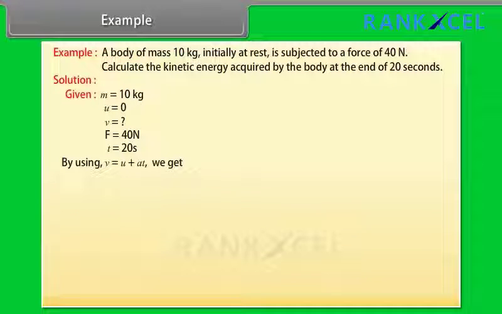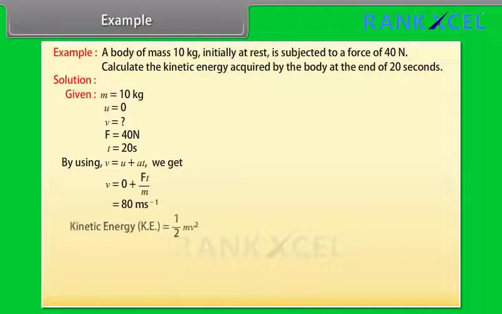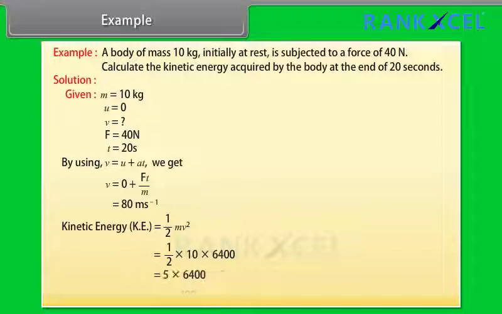By using v = u + at, we get v = 80 meter per second. Kinetic energy is equal to half mv squared. On calculating, we get kinetic energy is equal to 32,000 joules.